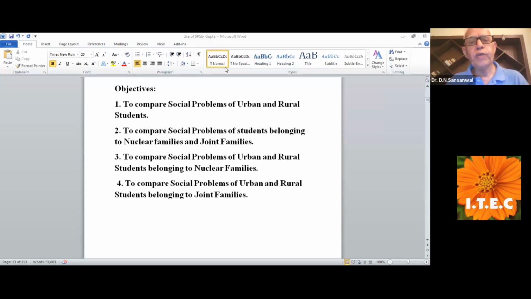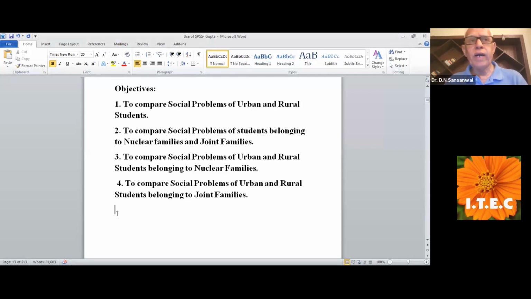Yes, Bahadur, you can write like this, to compare per capita income. No. You are saying per capita income of urban and urban area people. This is not correct. How can you have urban and urban? How can you compare? And per capita income is not qualitative data, it will be quantitative data.